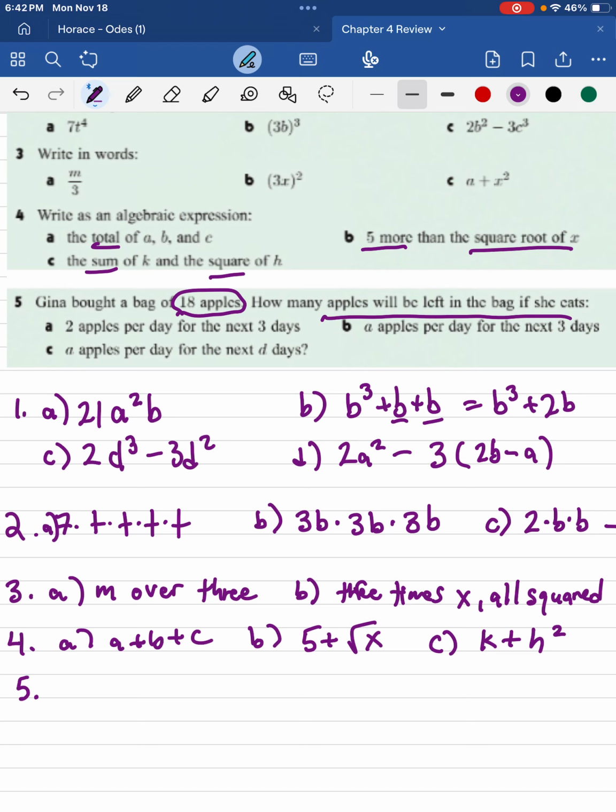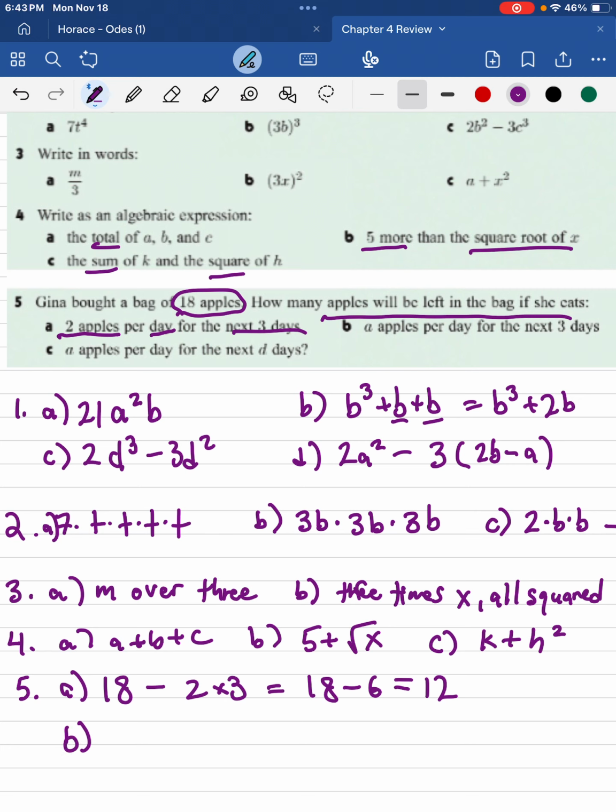One thing I will note, though, is that I have an amount of apples per day, and I have the number of days. So to figure out how many apples she eats in total, I will multiply the apples per day by the days. So for part A, it's going to be 18 minus 2 times 3, which is the same thing as 18 minus 6, which is 12 apples remaining.